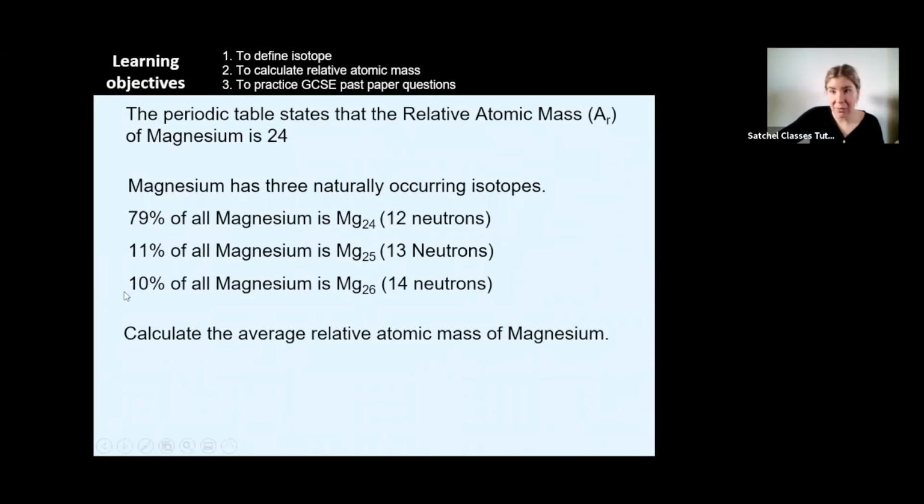I'm going to give you a couple of minutes to see if you can work that out. And please do guess, even if you're not sure, because I'm going to go through the answer. So pause the video and have a go at this example.